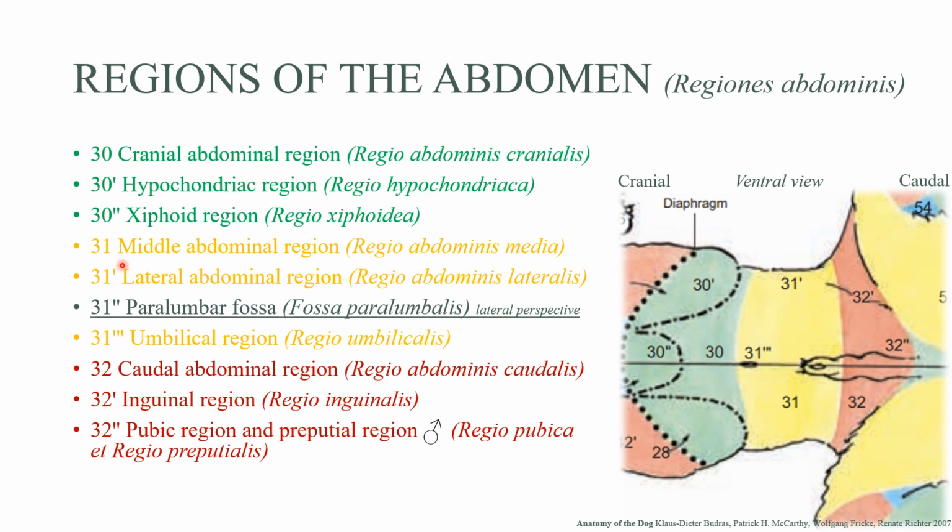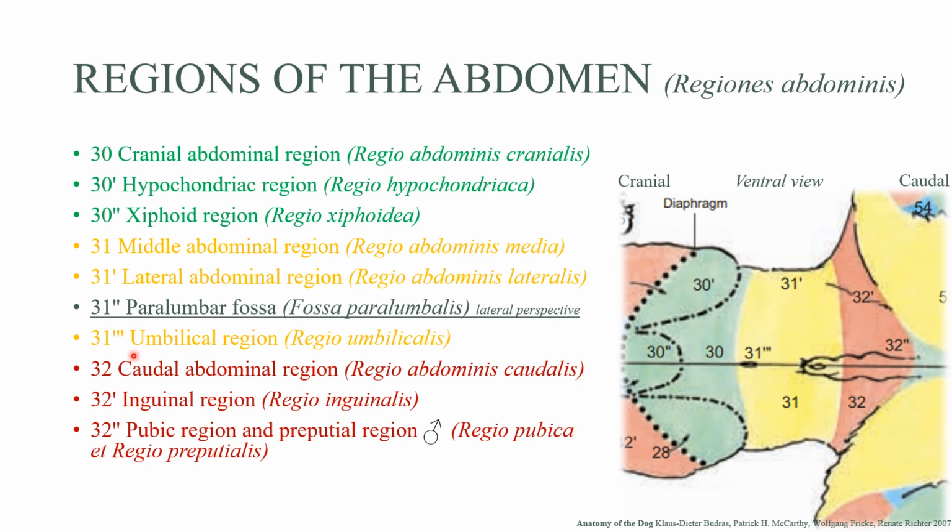Then next up we have the middle abdominal region, or Regio abdominis media, which is right here in yellow with number 31. And we also have the lateral abdominal region, which is the side region of the middle part of the stomach, which is right here. This region is also double, both on left and right side. Then we have the paralumbar fossa, which is fossa paralumbalis. This is only seen from the lateral perspective.